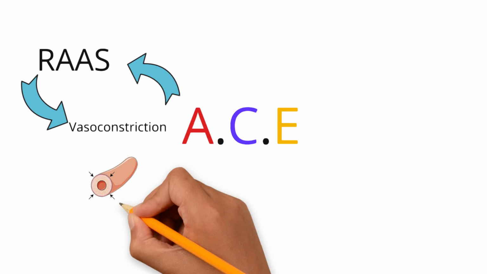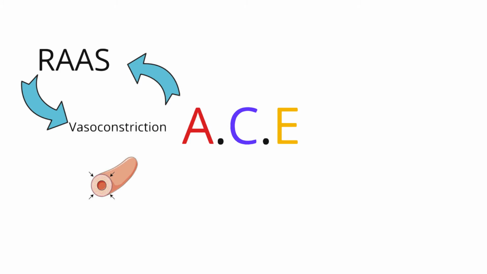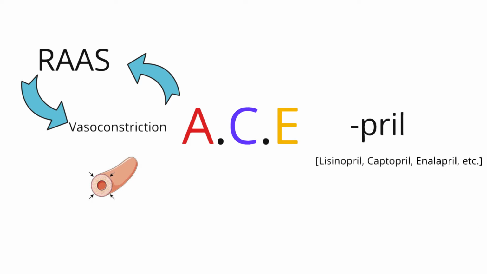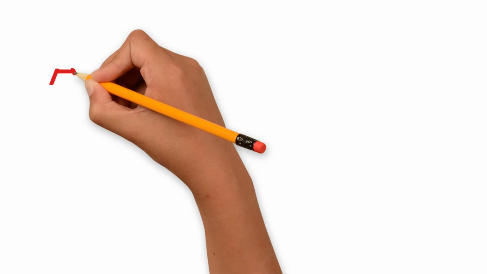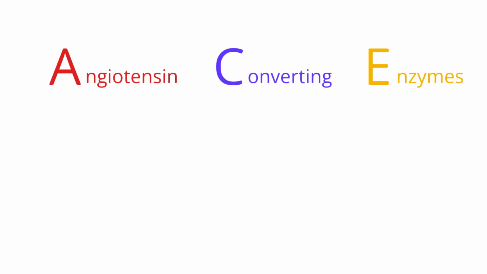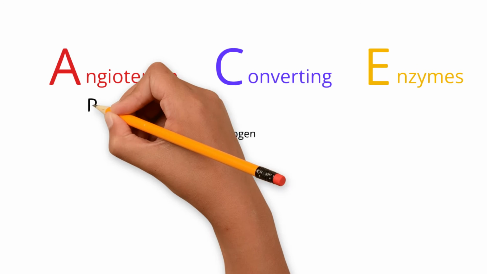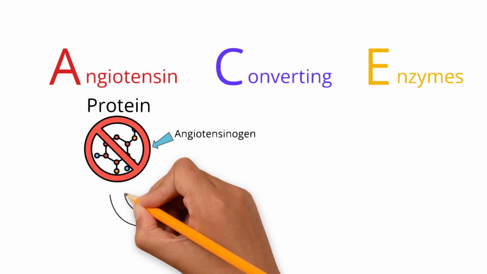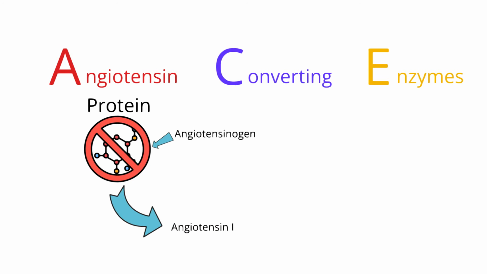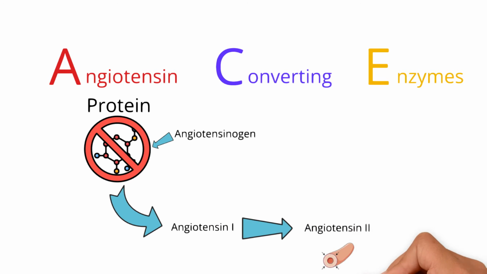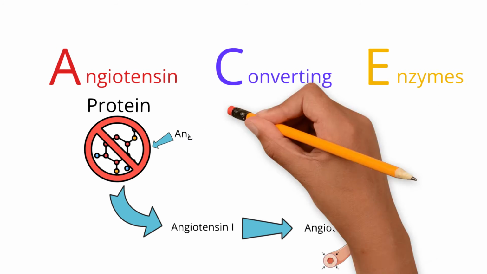By the way, most medications that fall under this category end with PRIL. Those are your lisinopril, captopril, enalapril. You get the gist. ACE stands for angiotensin converting enzymes. Angiotensinogen is a protein which is usually inactive and splits to angiotensin 1 that has to be converted to angiotensin 2 for vasoconstriction. That may be a little confusing, but it's not that hard.